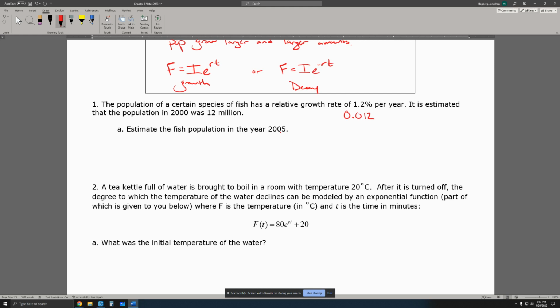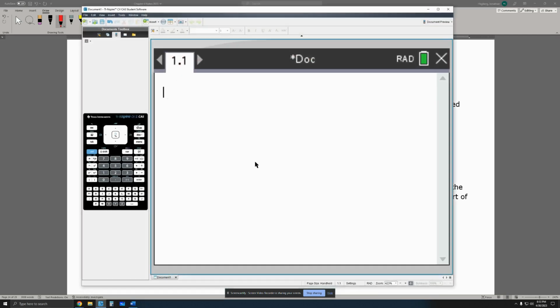So we can say that the population is equal to the initial value, 12 million, times e to the 0.012 times t. Well, I know that the time is 5 years later. We're talking 2005. So let's go ahead and evaluate this. Take out your calculator. Our answer is going to be in terms of millions. Yes, you could plug in your initial value as 12 million, 12 with 6 zeros. I'm just going to express it as 12 and just know that our answer is going to be represented in millions.